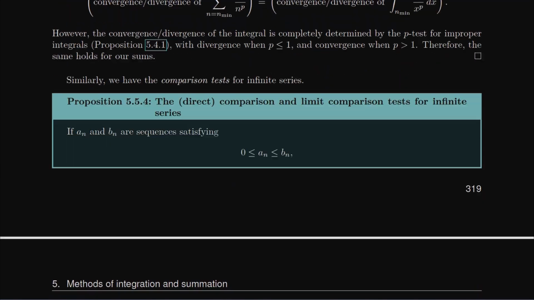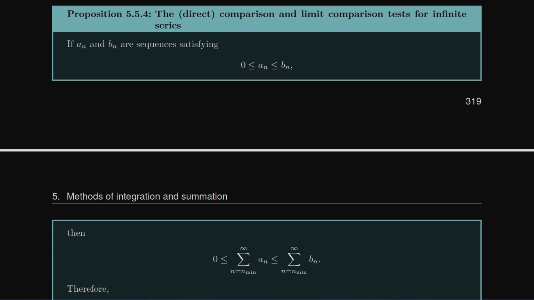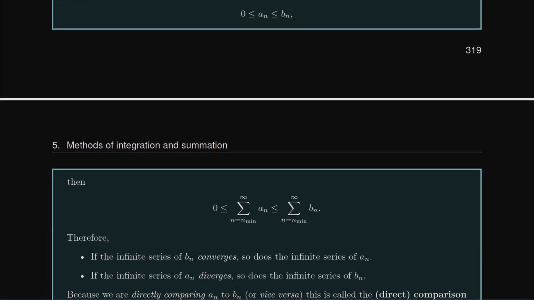So moving on past our p-test, we actually do recover the exact same direct comparison and limit comparison tests that we had for integrals. So everything really does look the same here. I'm just replacing functions with sequences. You can see I'm trying to compare one sequence to another, and they both have to be positive. And if I know that one of them is bigger than the other, then in fact I know that the infinite series of one will be bigger than the other.